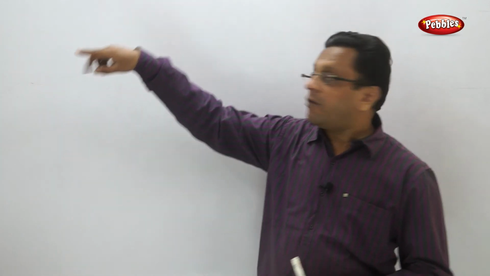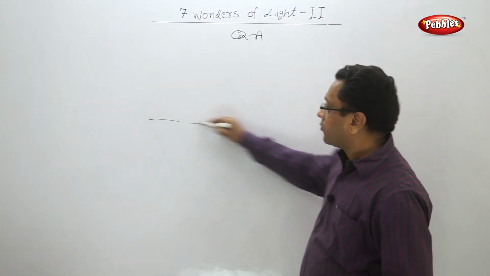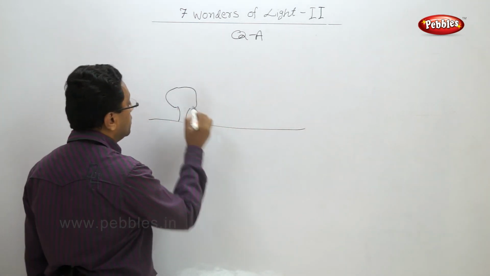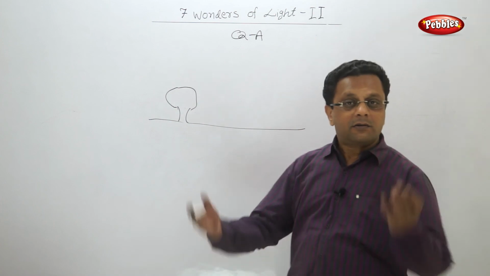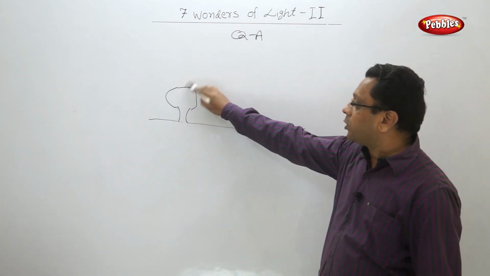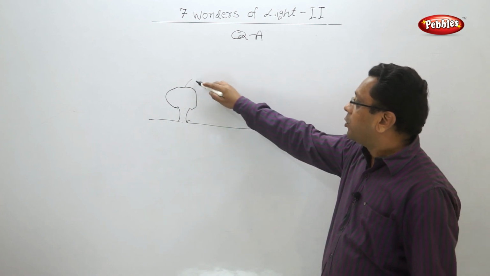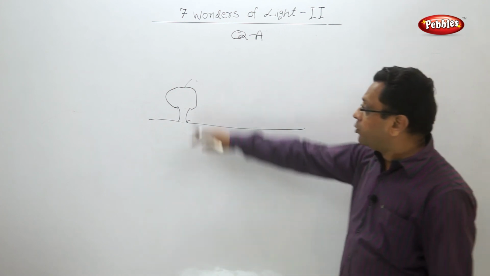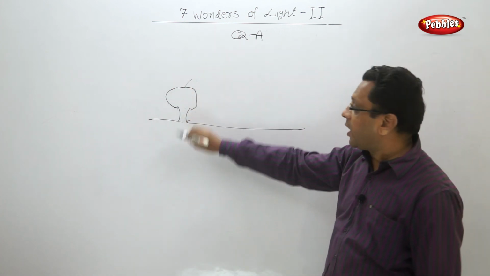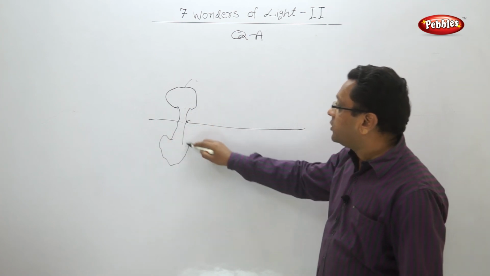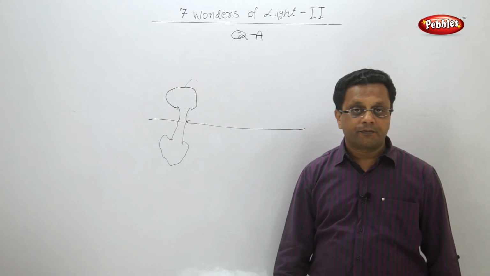So what will happen? The rays from the top of the object, if this is the surface and this is a tree or some person standing there, what will happen? The refracted rays from the top and bottom get crossed while reaching the observer, and due to this continuous temperature difference, the image appears to be formed at the bottom.